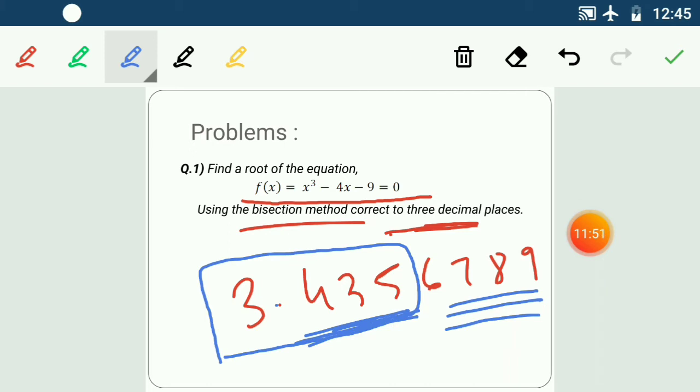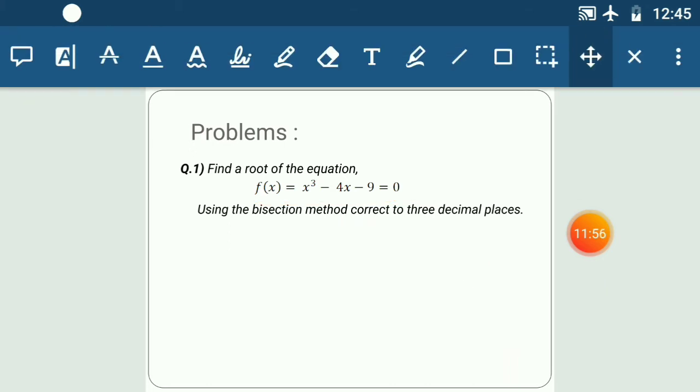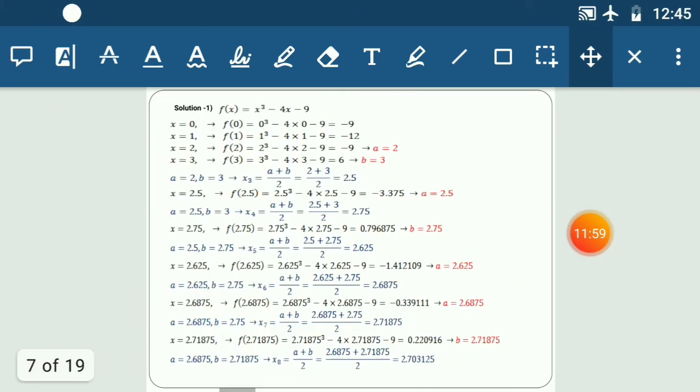Okay, so this is our question for this bisection method. So let's have a look at the solution. So this is my solution.